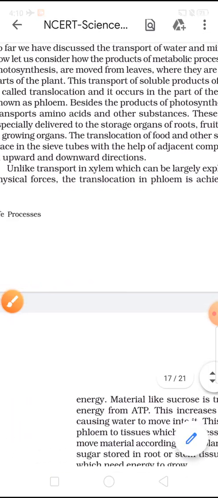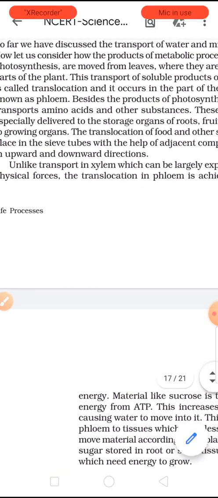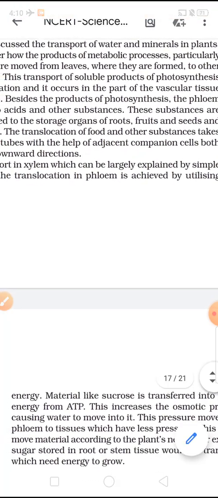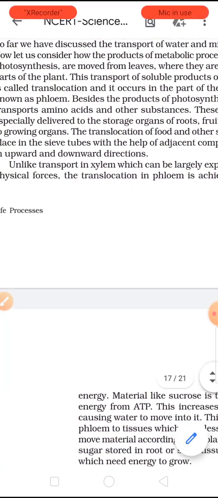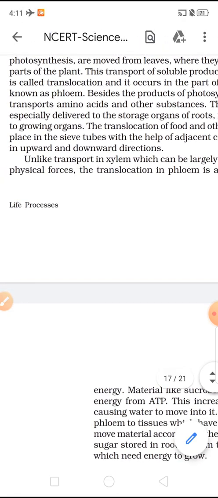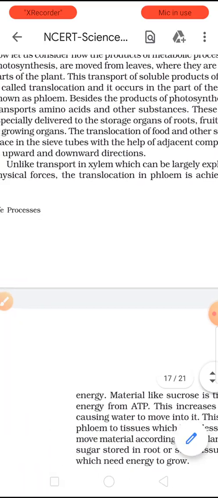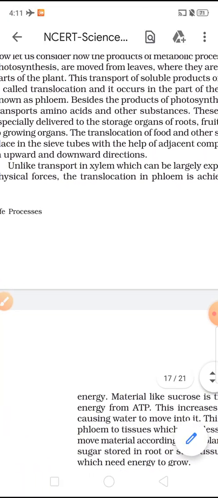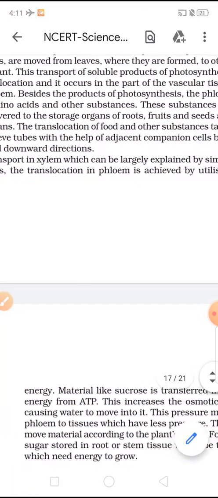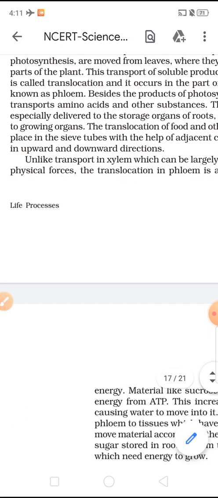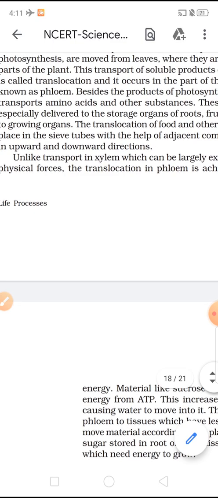These substances are specially delivered to the storage organs of roots, fruits and seeds, and to growing organs. The translocation of food and other substances takes place in the sieve tubes with the help of adjacent companion cells, both in upward and downward direction.